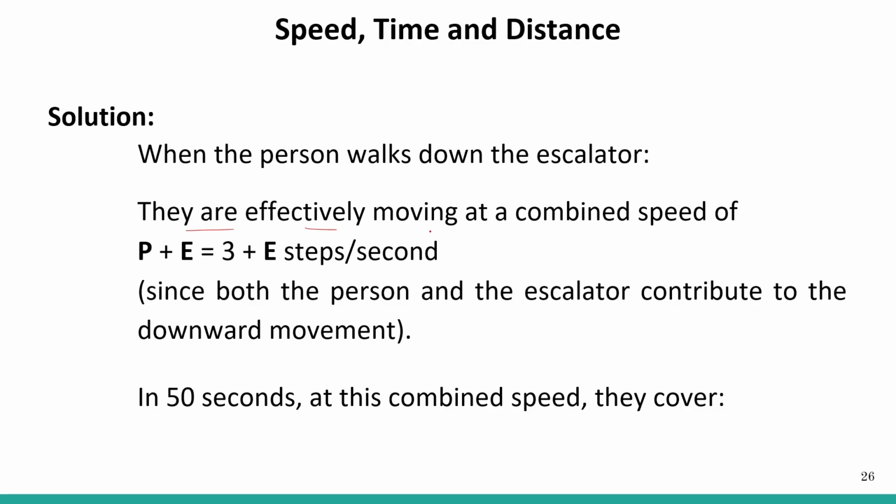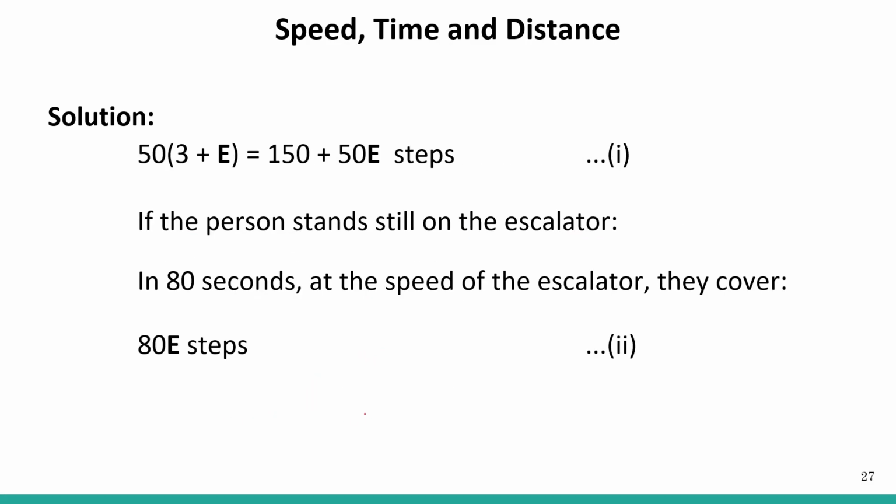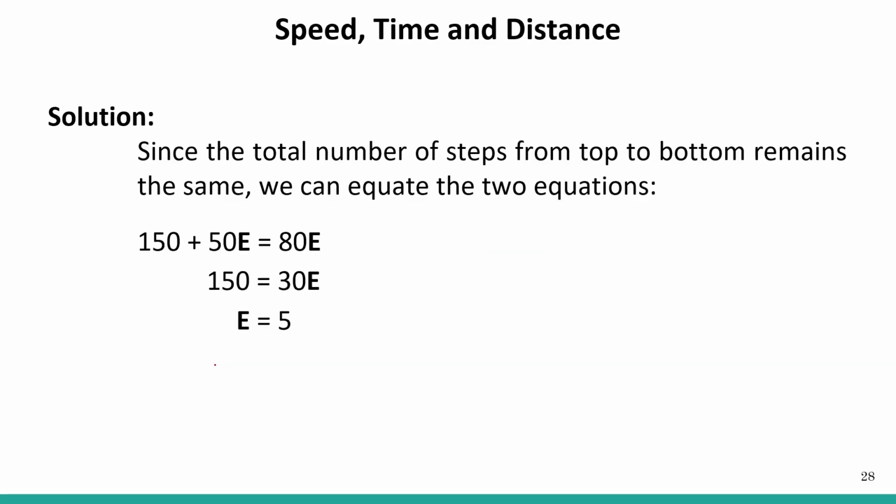So they are effectively moving at a combined speed of what? p plus e, which is equal to 3 plus e steps per second. Since both the person and the escalator contribute to the downward movement, their direction is the same, so their speeds will add up. In 50 seconds, the combined distance covered is 50 into (3 plus e), which is equal to 150 plus 50e steps. If the person stands still on the escalator, in 80 seconds at the speed of the escalator, they will cover 80e steps.